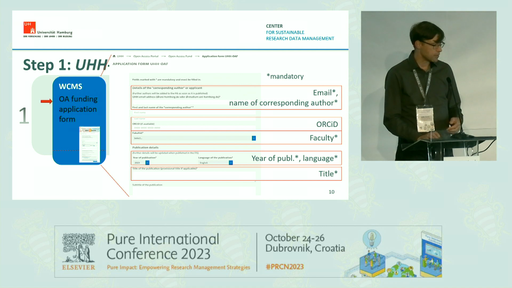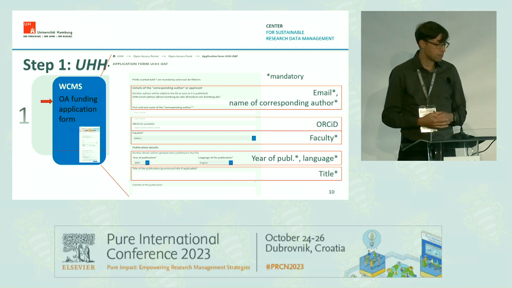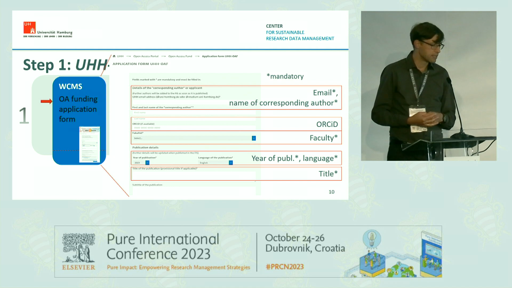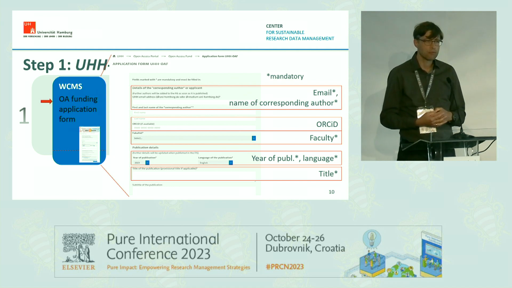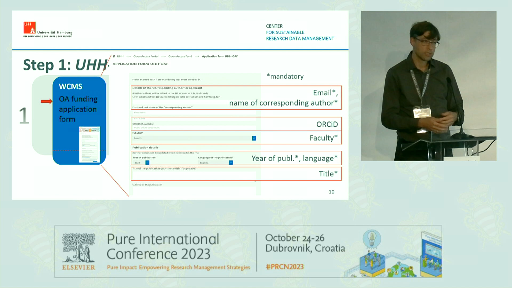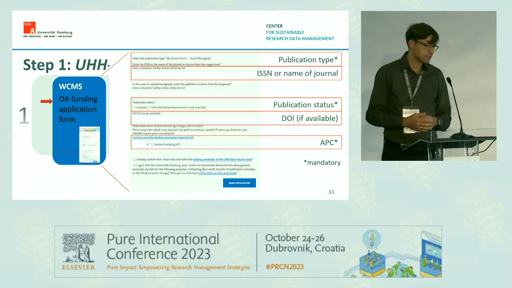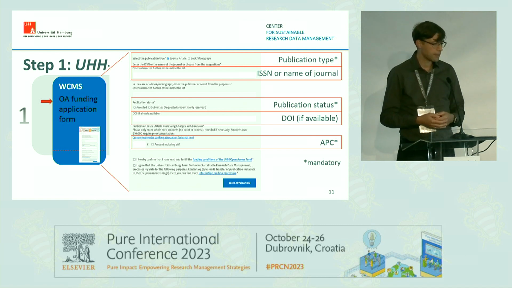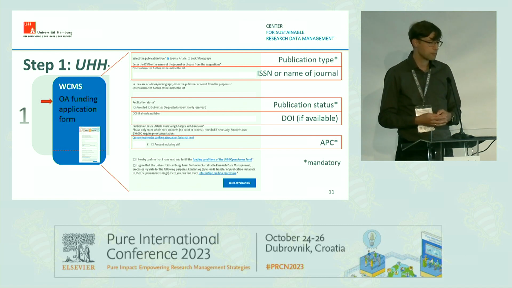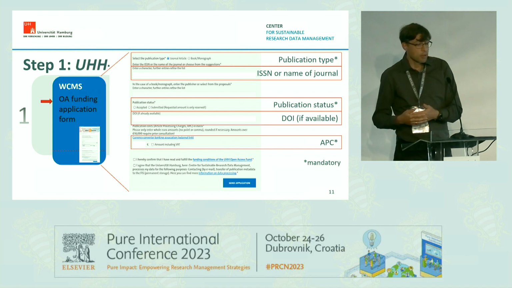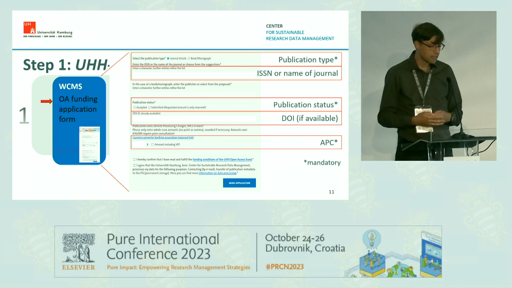And I jump into the application form. There are some, of course, known metadata fields like email, name of corresponding author, the ORCID, the faculty, which comes, as I mentioned, from Pure, the year of the publication, the language, obviously the title of the applied publication, the publication type, the name of the journal, which comes from Pure, as I said. And the publication status, and if it's available, the DOI, and most important thing, it's the APC.